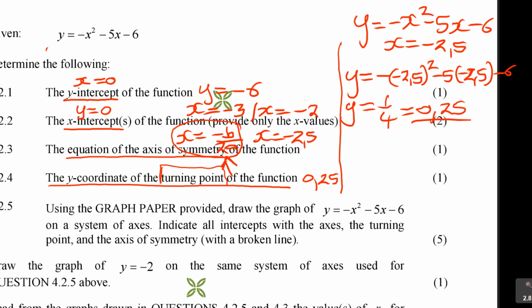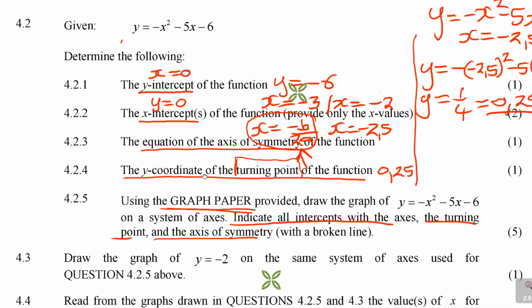Then they say use the graph paper provided. They will give you the graph paper, please. If they don't, you need to request a graph paper. That's why in the front page they'll say you need a graph paper to do this. It says draw this equation on the same system of axes, indicate all intercepts with the axis. See, they need to see all that. Show us the turning point and show us the axis of symmetry with a broken line. It's 5 marks. So if we are to do that, we're going to use all these values.